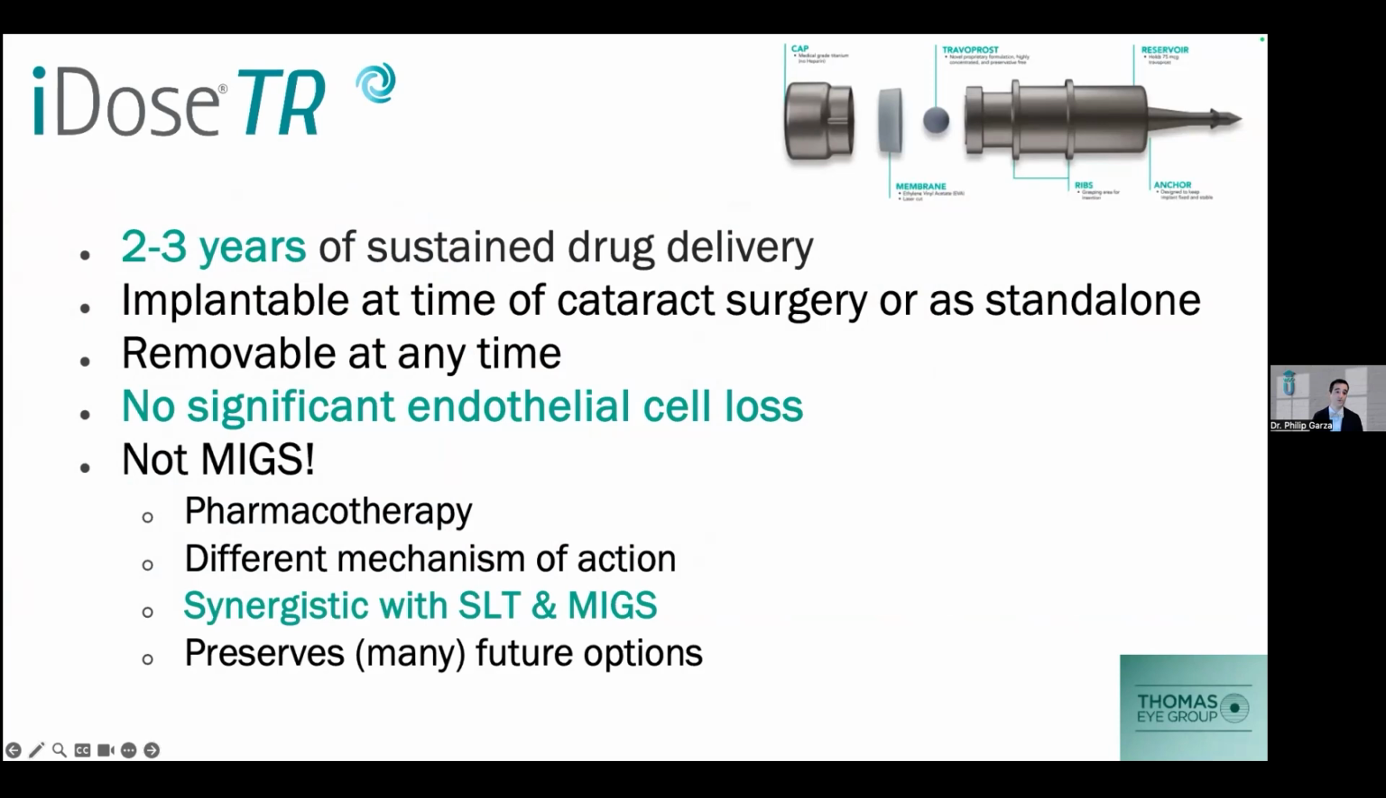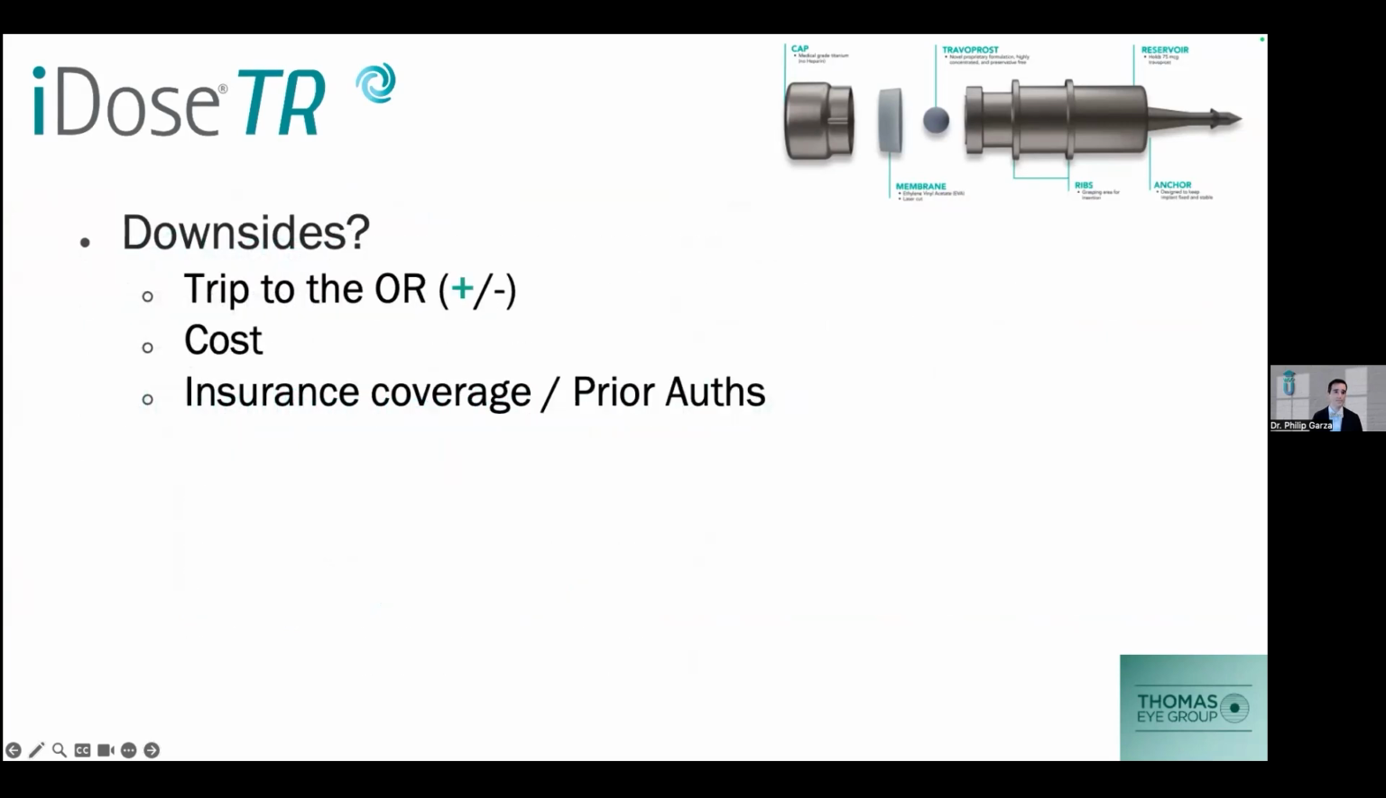And importantly, this is not MIGS. This is pharmacotherapy. It's a different mechanism of action. And it's important that we think about this as synergistic with SLT and many future options for treating the patients down the line. Potential downsides: the trip to the OR, which for me is a positive because I like a controlled environment for delivering anything into the eye. Cost is a potential issue, although there's a very clear patient population who has good coverage for this.